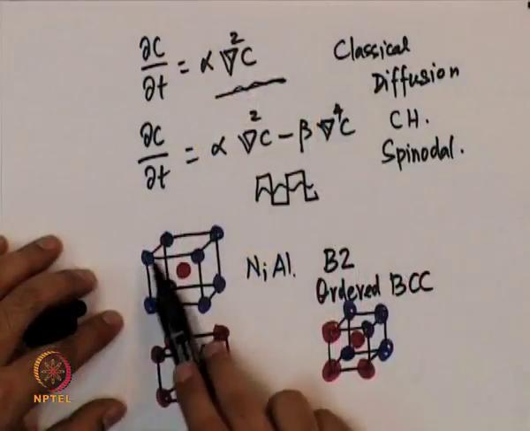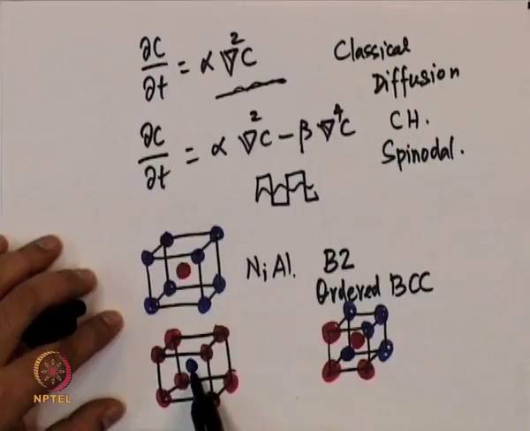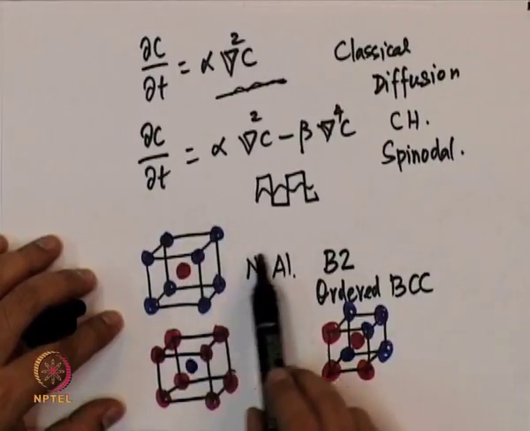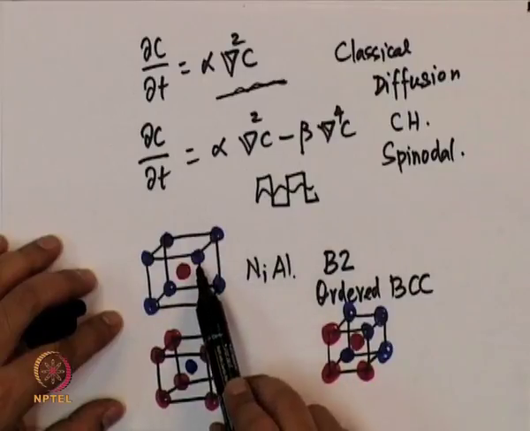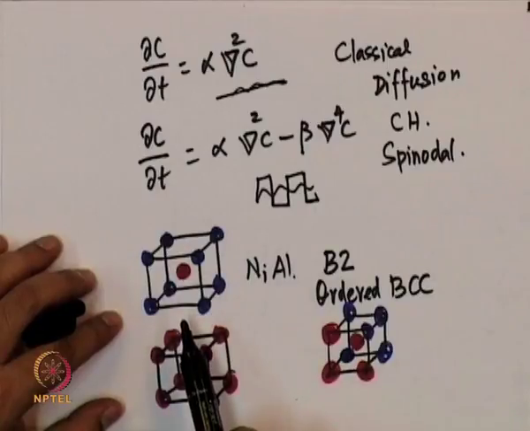Specifically in this case, for example, nickel atoms, let us say, are red, and they prefer to be surrounded by aluminum atoms, and aluminum atoms like to be surrounded by nickel atoms. So if you have a lattice, and this is getting repeated, you will see that the nearest neighbors of all aluminum atoms will be nickel, and the nearest neighbors of all nickel atoms will be aluminum.